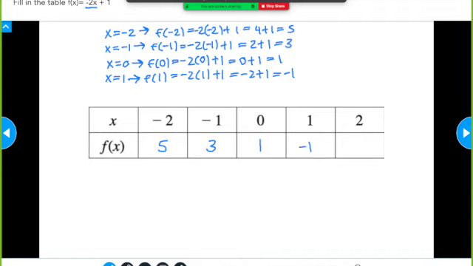And then the last one we have here is x equal to positive 2. So f of 2 equals negative 2 times positive 2 plus 1, which is negative 4 plus 1, and that equals negative 3. And that would be my last output for this table. So hopefully this helps.